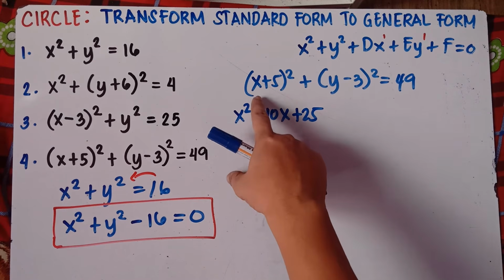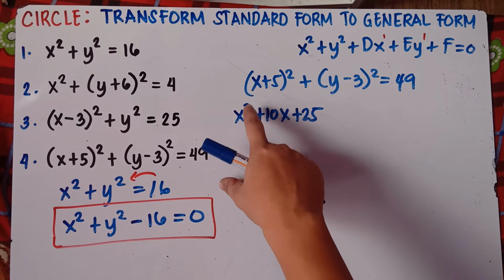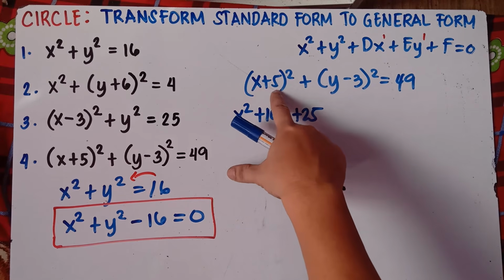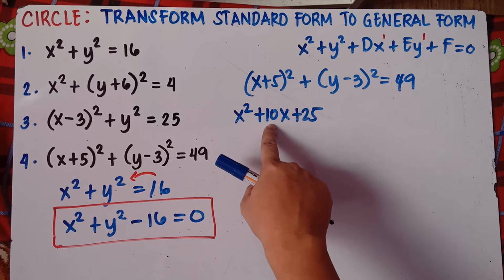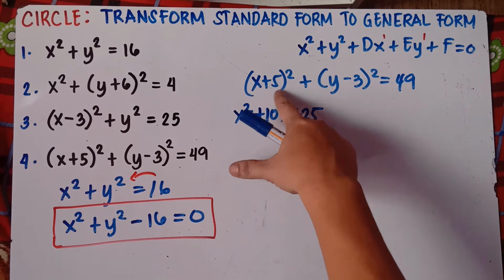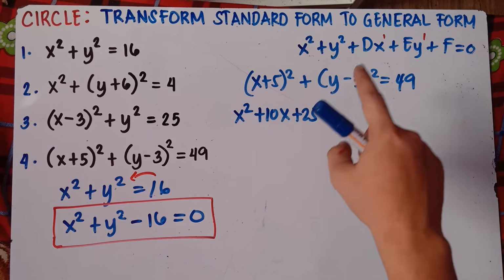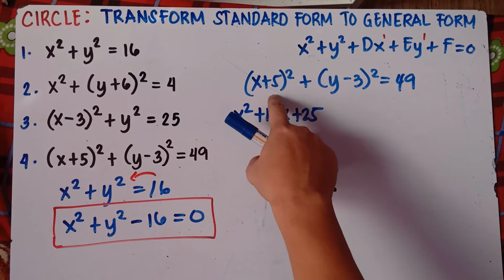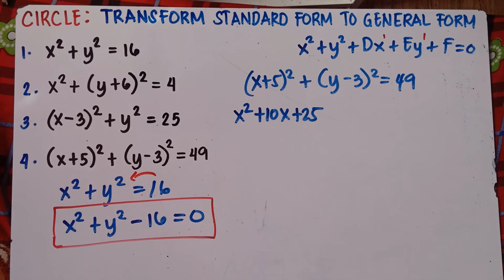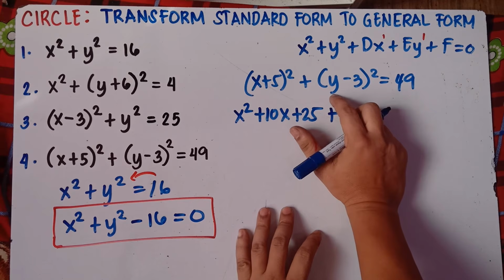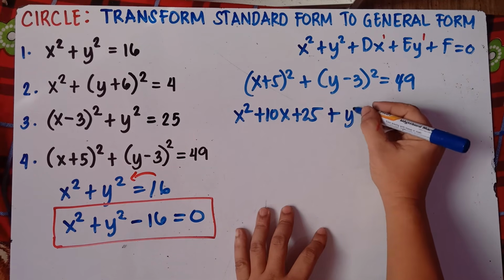Once again, you square the first term, x times x, that is x squared. You multiply the first term and second term, x times 5, that's 5x, times 2, that's positive 10x. Then you square the second term, 5 times 5, that's positive 25. That's it, class, for this (x plus 5) quantity squared. Easy, right? So next, plus, you square the first term, y times y, that's y squared.